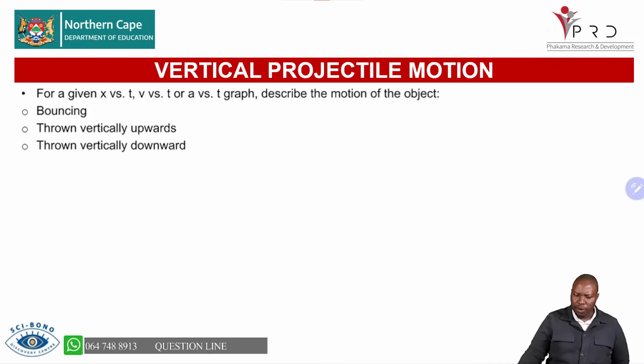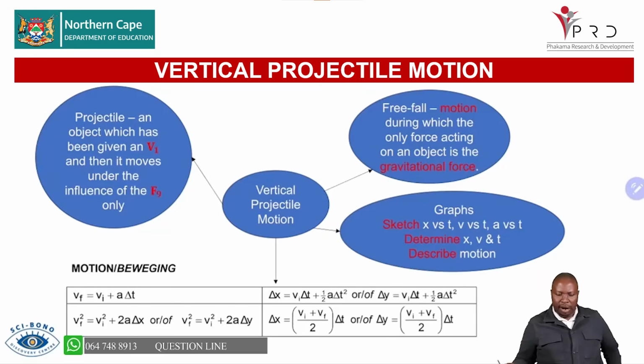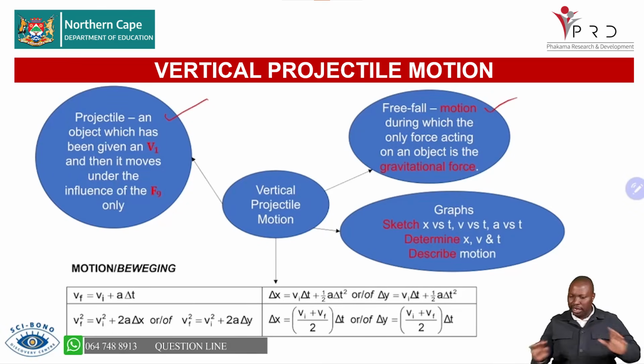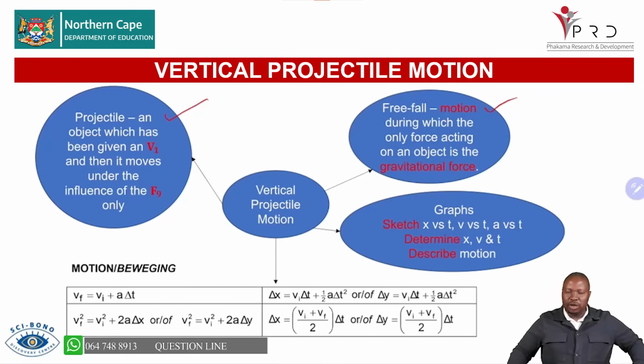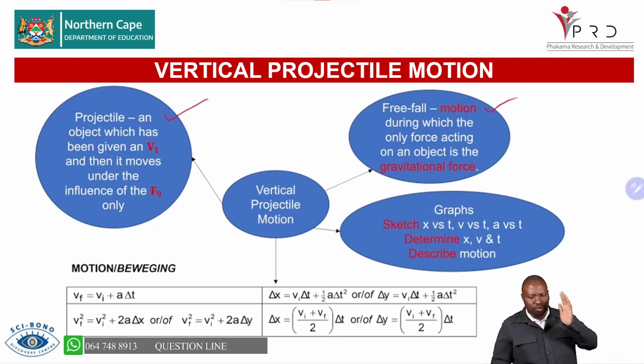Now, we are saying vertical projectile motion, as we indicated, the two definitions are very much important. What is a projectile? What is free fall? Those ones, they must be in your pocket. If they are there in the paper, you are able to get that. But I want to emphasize here the importance of the data sheet. This data sheet is your friend. You must move with it.